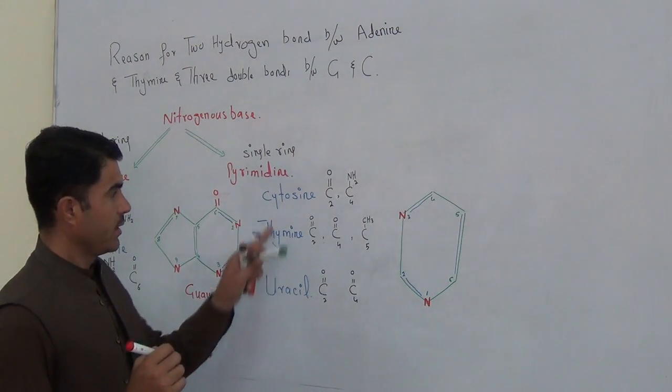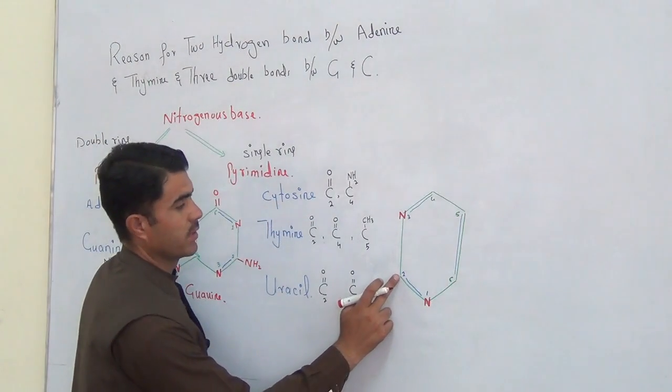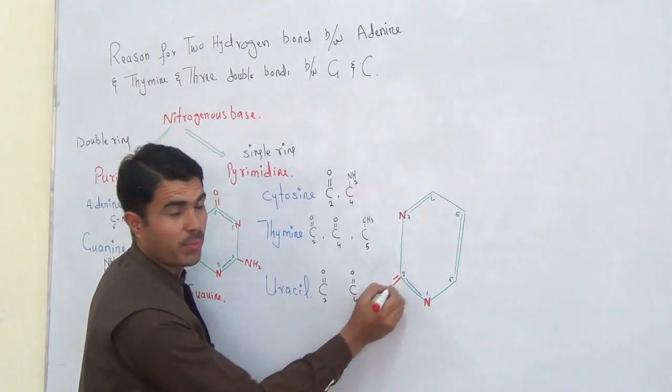Okay. Cytosine, C2, C4. It's C2. This is C2. We have double bond O, so this is called a carbonyl group, right? This is a carbonyl group.